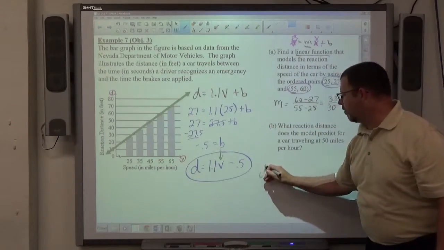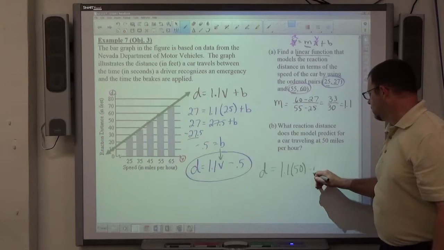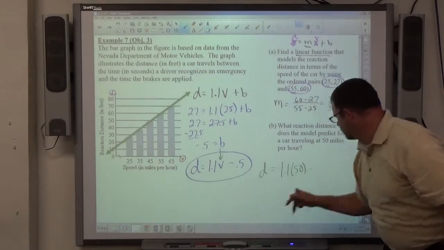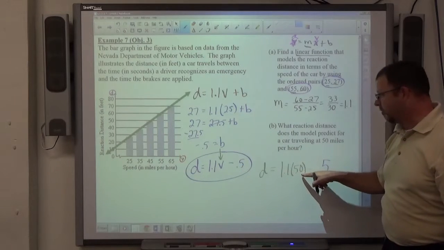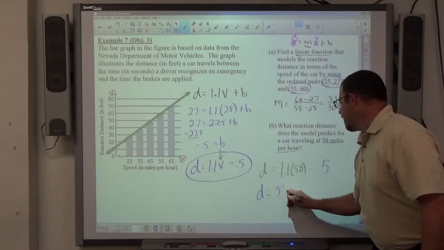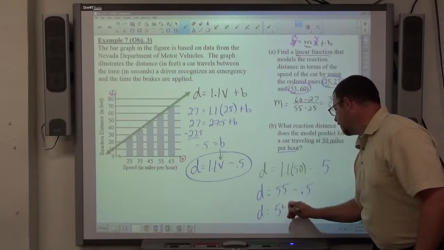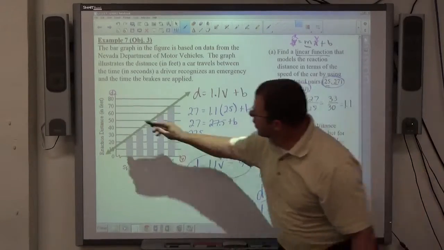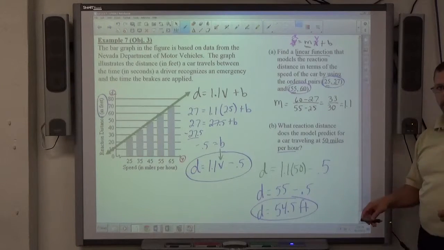So the distance traveled going at 50 miles an hour, if I replace v with 50, so 1.1 v minus 0.5, so 1.1 times 50, our traveling speed, minus 0.5. That gets me d equals 55 minus 0.5. So the distance traveled should be about 54.5 feet. And I know that's feet because it says reaction distance in feet. So you should be able to use the chart also to establish the correct units on your answer.